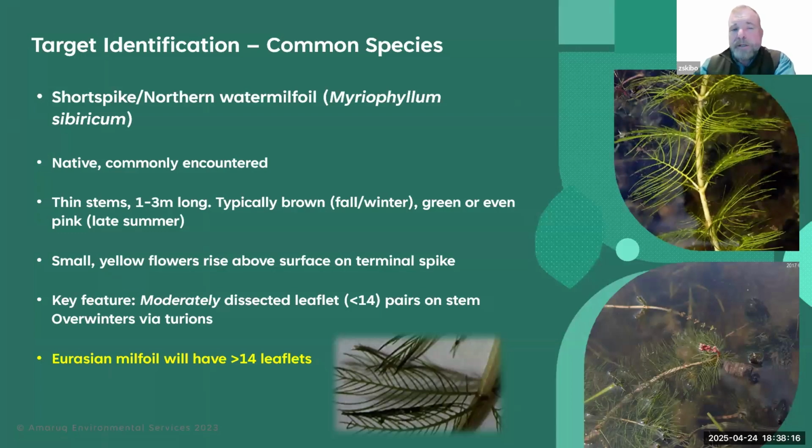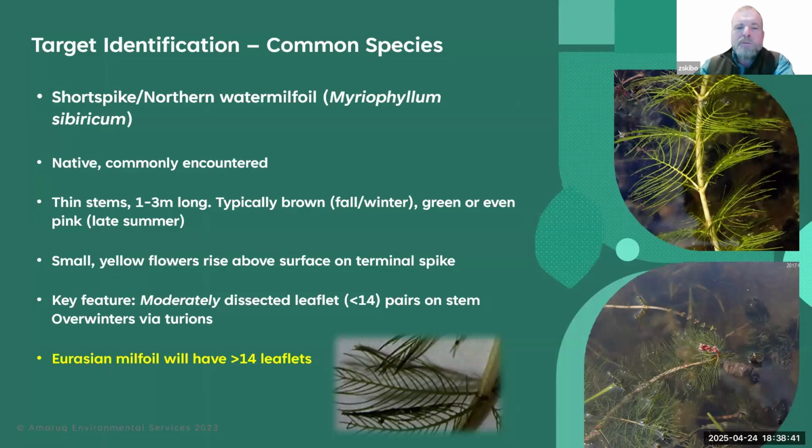Next, we've got milfoil. Now here I'm talking about northern milfoil, which is native. This one is commonly encountered. Thin stems with little leaflets. You can see a leaflet in the lower right picture. Again, it does set flowers mid-season. They can be yellowish, they can be pink. The stems typically turn pink on this plant when it's mature, so July.